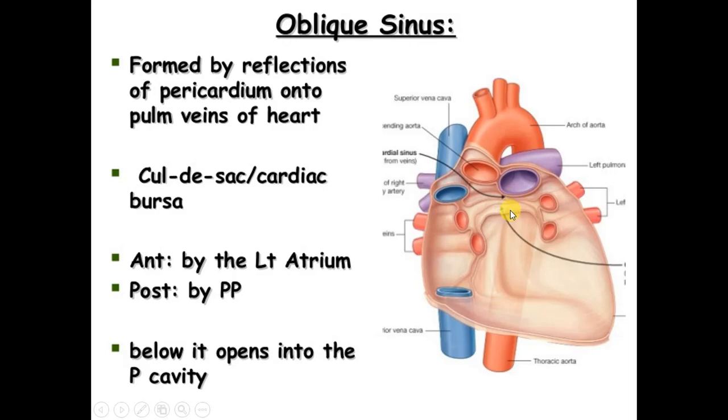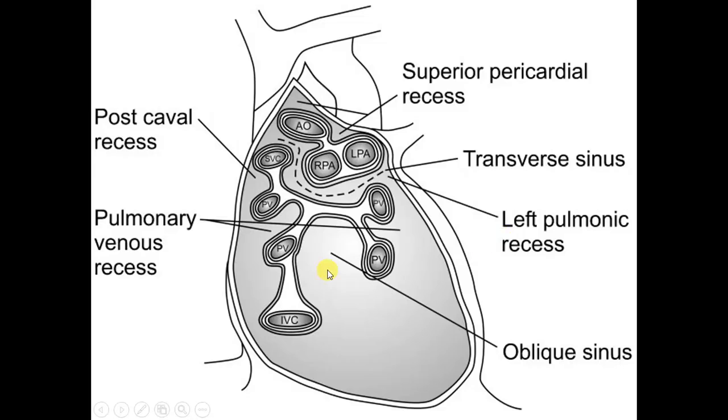Here is the reflection. Anteriorly will be the left atrium and posterior will be the parietal pericardium of the fibrous pericardium. Below it will open into the pericardial cavity. Here is the oblique sinus. If you see, it looks like a fistula, but it is named as the sinus. In the previous slide, if we see, additional recesses are present between the two layers of the serous pericardium.